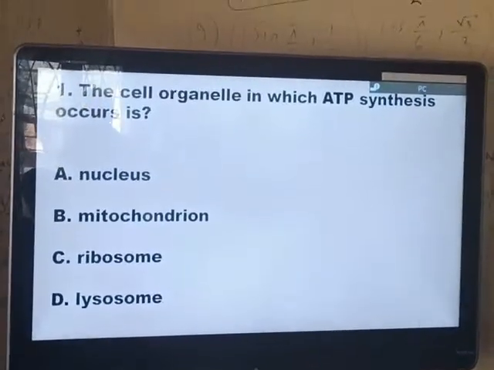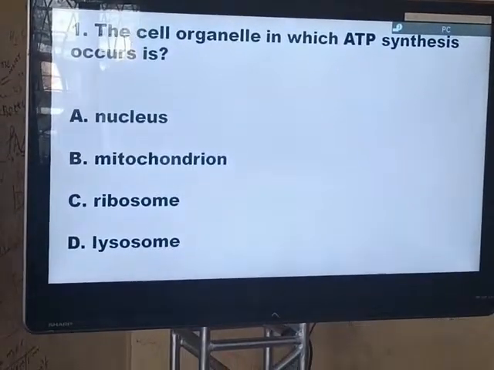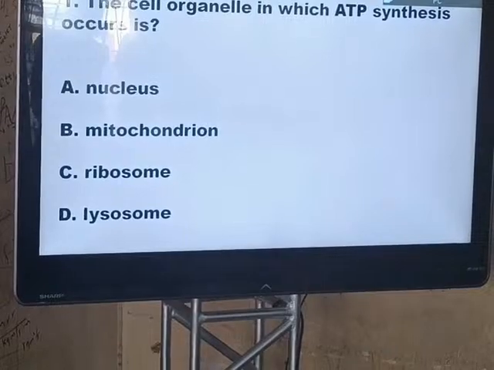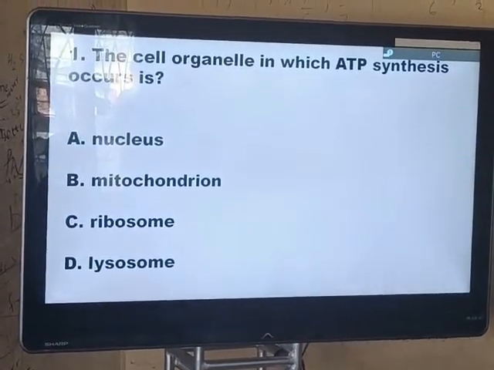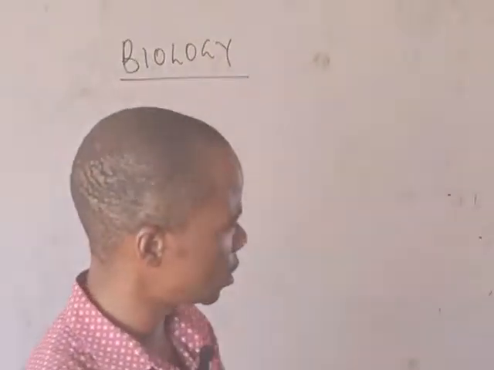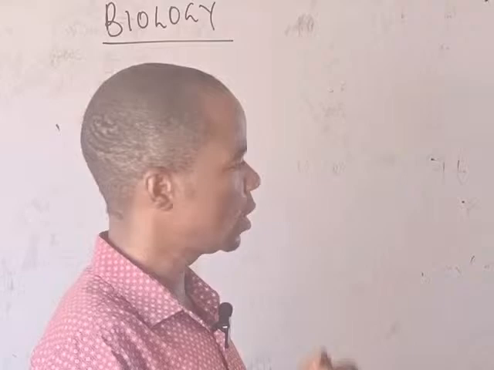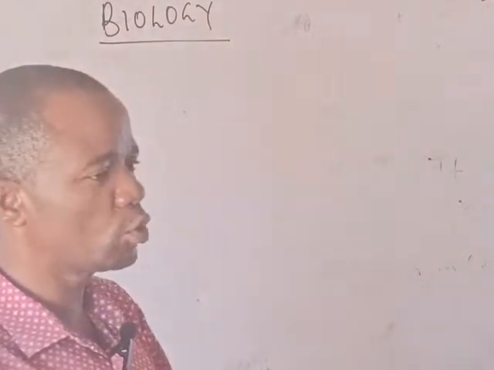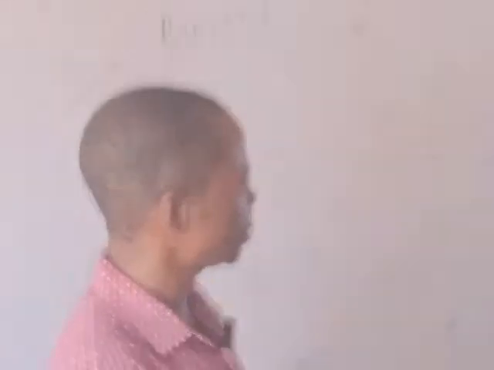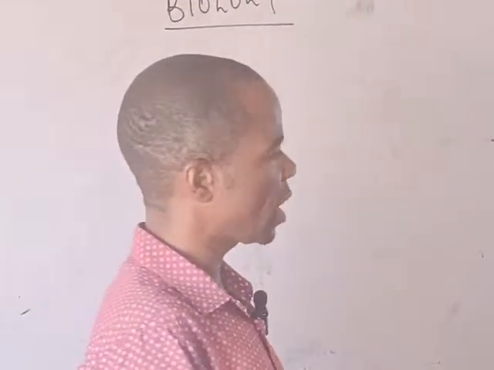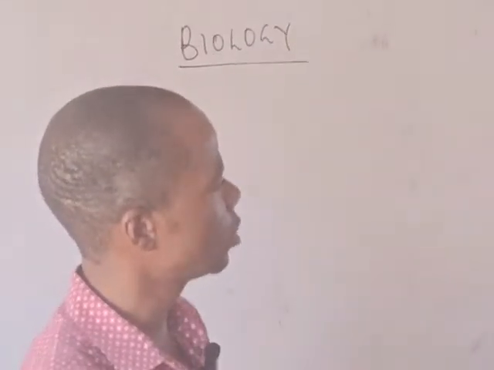And just for emphasis, if you look at option A, nucleus, that is the organ that controls the activities of all other organelles of the cell. Not only that, ribosome, the major function of ribosome is protein synthesis. And not only that, option D, lysosome. Lysosome is also called suicide bag, and it is the cell organ that contains hydrolytic enzymes. So basically, lysosome helps in digestion or destroying dead or worn out cells in the body. So the correct answer for number one is option B.